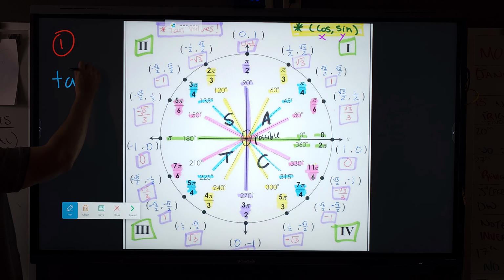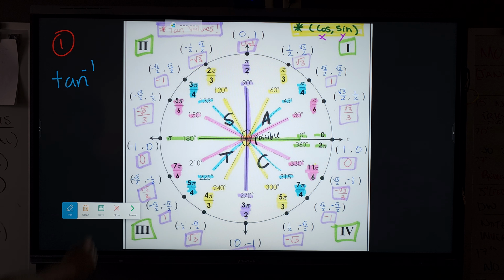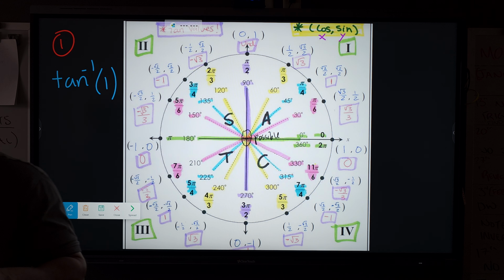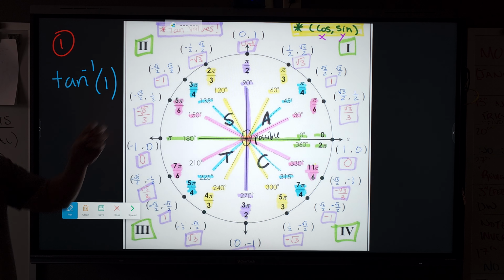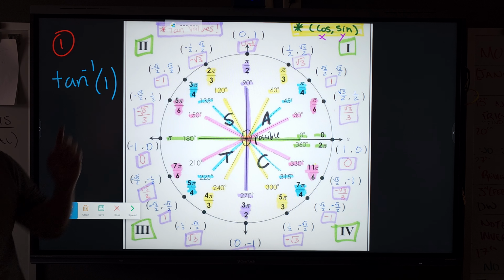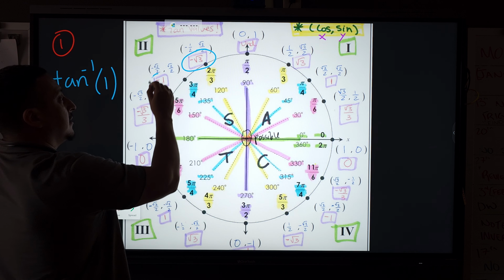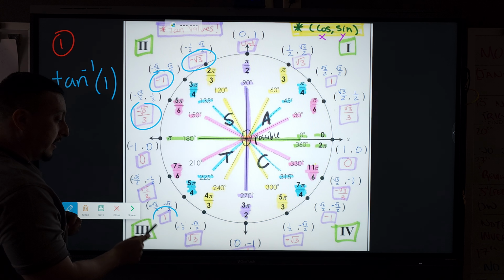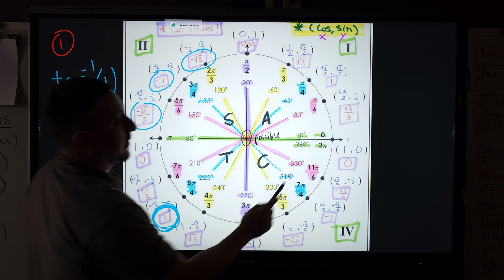Inverse tangent. Let's do of 1. So tangent, make sure, is neither the x or the y value. It's the values in the box, right? So it's these values, right? So we look for where do we see a 1. And we see a 1 here and here.